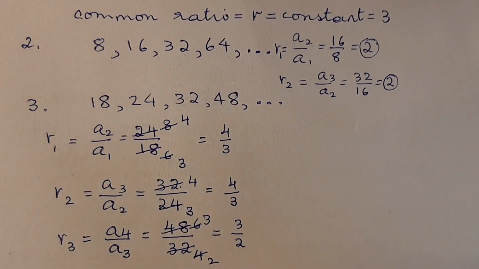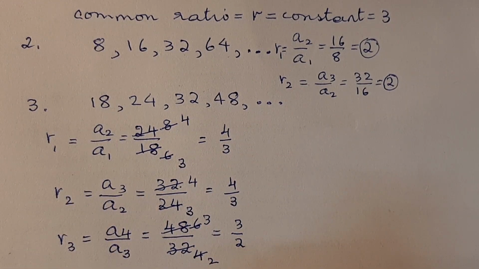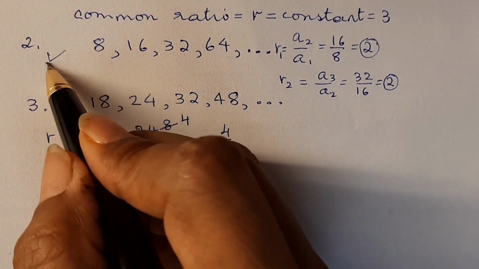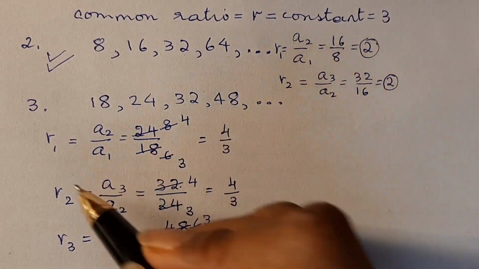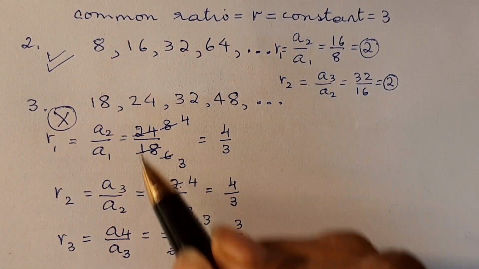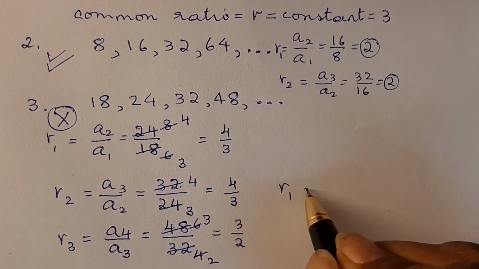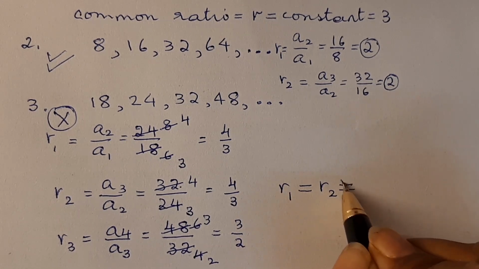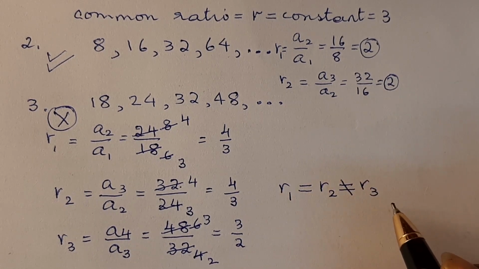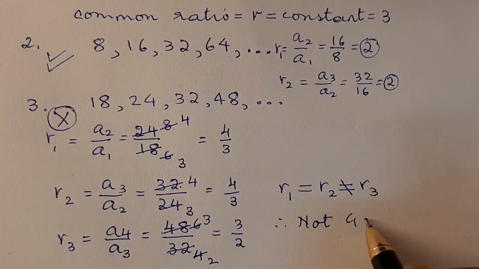So now you will see R1 is equal to R2, but it is not equal to R3. So this one, second one, is in geometric progression, but this one is not in geometric progression. Why? Since R1 is equal to R2 but not equal to R3, it is not a geometric progression, so it is not a GP.